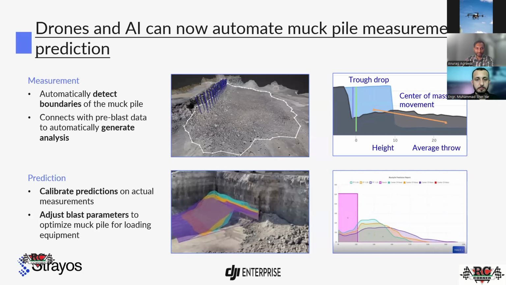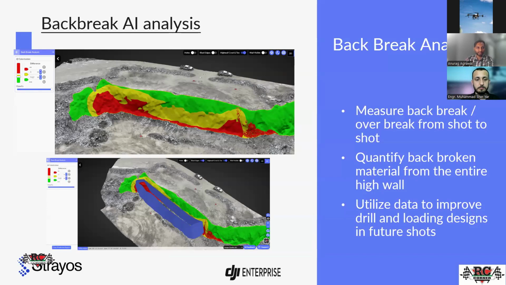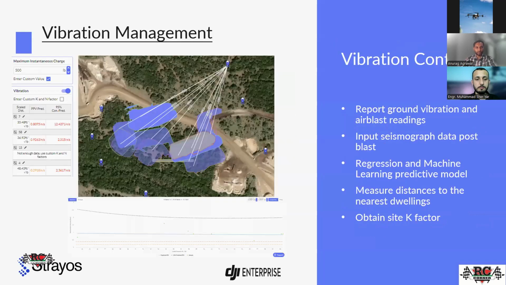Backbreak AI analysis. Again, this is the post-blast data where AI will identify how much backbreak has happened and how much extra volume you have generated. Vibration management. Here again, vibration management can be done for the planning of your seismograph, for your blast design. Everything can be done to control your vibration, where you just need to input your seismograph location, and accordingly you can measure the ground vibrations.